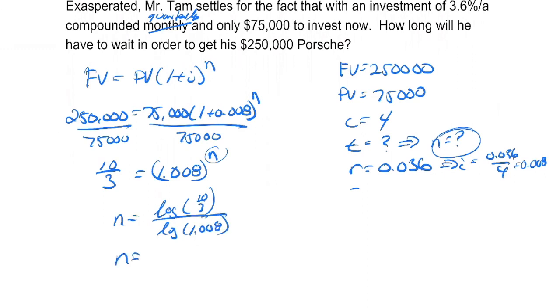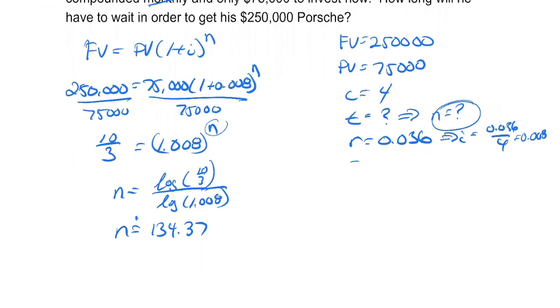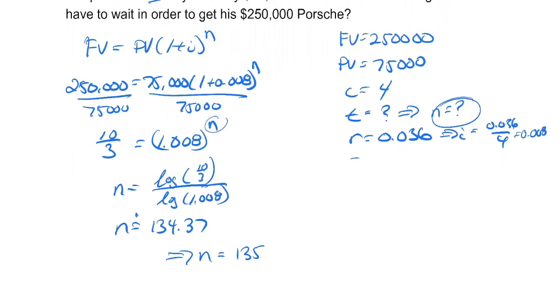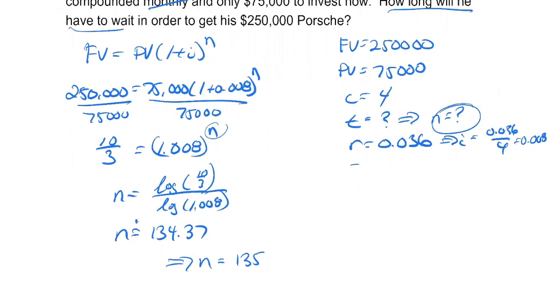In this case, n is going to be approximately 134.37. Here, because we need n to be an integer, we need to round up. So really n is going to be 135. So I must wait 135 interest payments in order to save up to $250,000. So this has exactly answered my question, because we need to know how long I will have to wait.